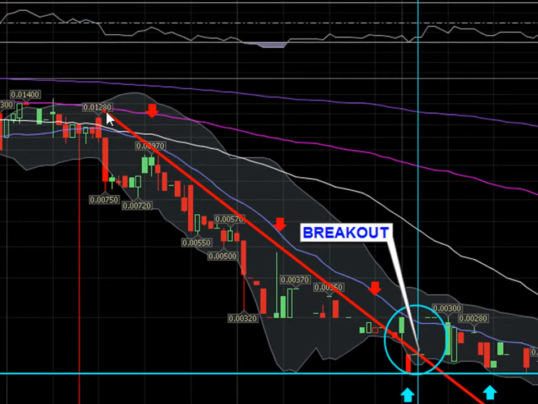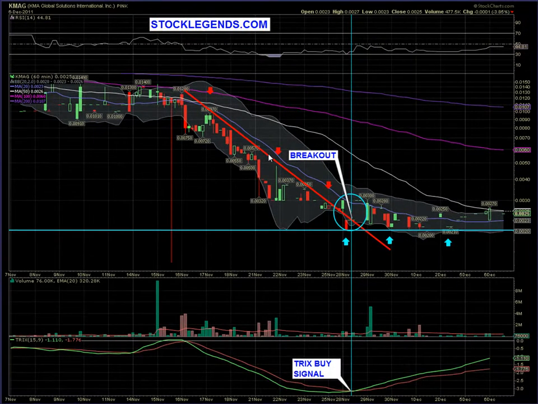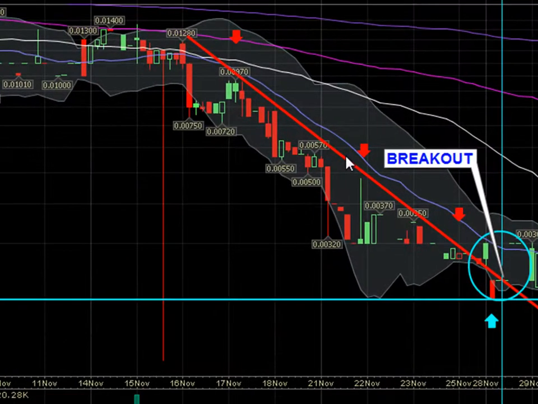What we did is we took a resistance trend line and we drew it along all of the high points, and this is the selling pressure. We've got these red arrows here pushing the price down, and when we eventually break that resistance downtrend line, the stock ends up reversing into a new trend. So you can see that right around midday of November 28th, we ended up breaking above the resistance line.